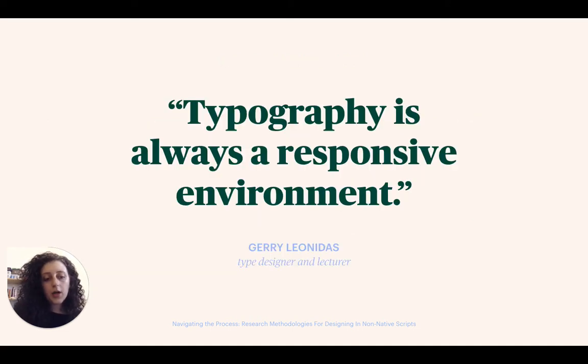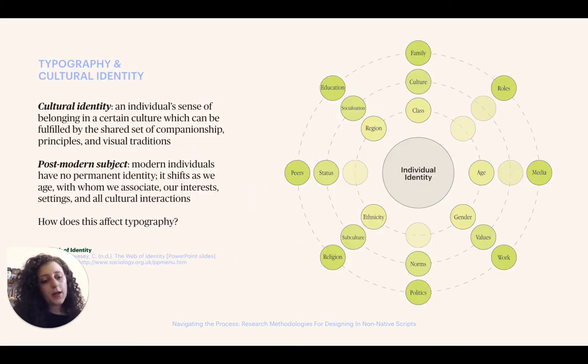So to start off, typography is always a responsive environment, meaning that typographic form only has meaning when viewed within a culture, and it's constantly in response to different cultural contexts and individuals' perspectives. With that in mind, it becomes imperative to understand the community you're designing for and the nuances of its subcultures.